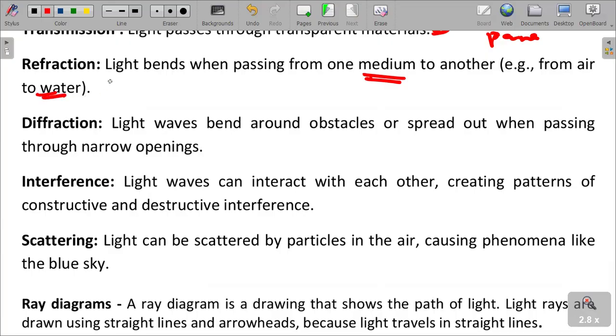Light bends. If you continue with your sciences, you shall see the bending of light caused by the pupil as light enters the eye. We are talking about vision and eyesight. So diffraction: light waves bend around obstacles and spread out when passing through narrow openings.